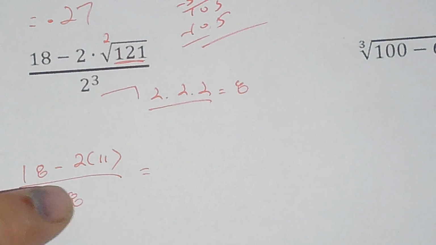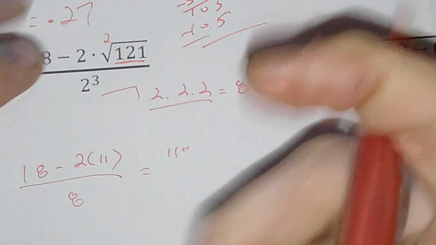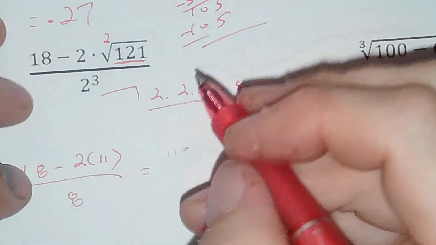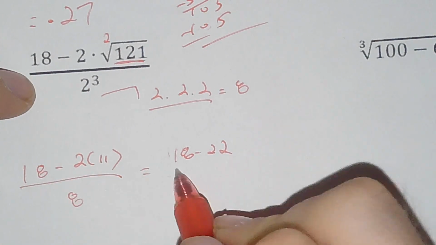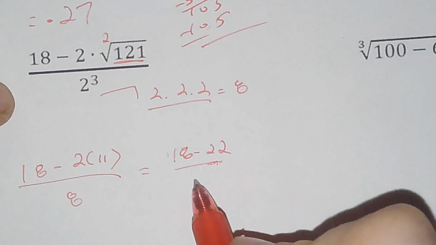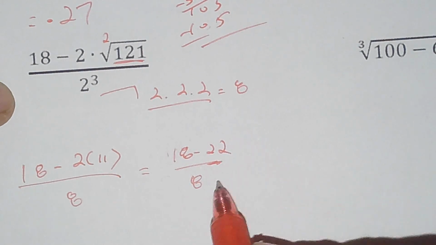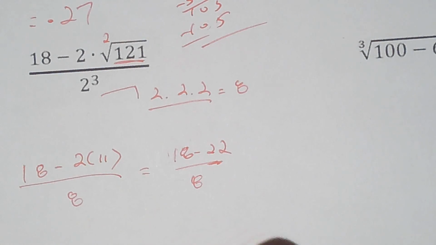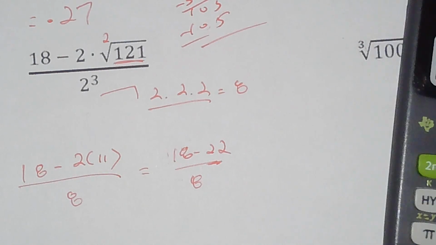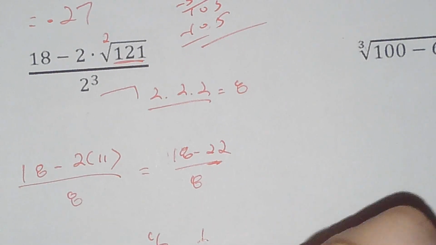Okay, so now you have 2 times, so this is 18 minus 22, because 2 times 11 is 22. 18 minus 22. Right, remember we multiply, then subtract. Divided by 8. Okay, now you have to subtract the top, then divide, right? Because technically this is 18/8 minus 22/8, if you want to be technical about it, right? Either way, it's the same. So 18 minus 22 is negative 4 over 8, which is negative 1/2. So, whoops, you couldn't see that. So there's the answer to that.